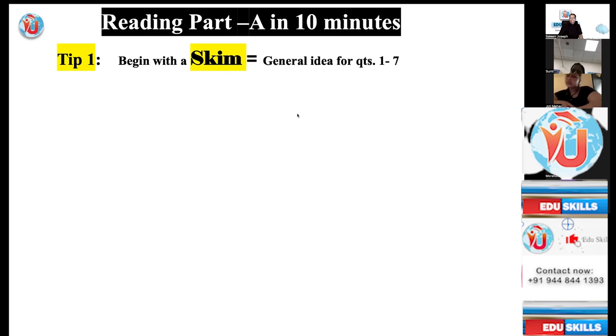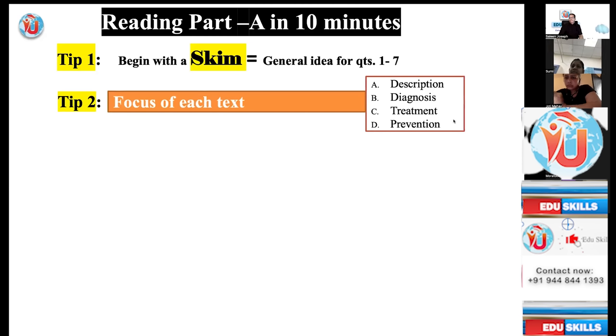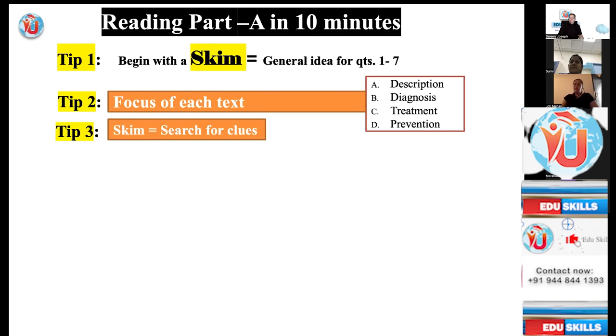Tip number one: begin with a skim. Get a general idea for questions 1 to 7. As you glance through, just get a general idea of what you have to look into. What is the focus of each text? Identify whether it is about description, diagnosis, treatment, prevention, management, or definition. As you skim, look at the headings and subheadings.